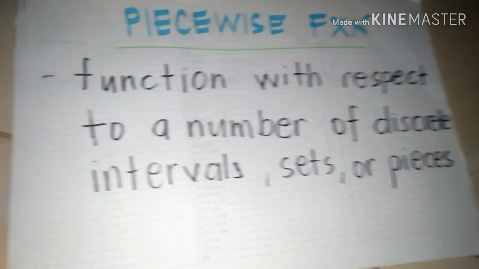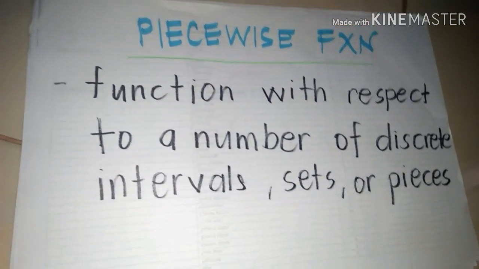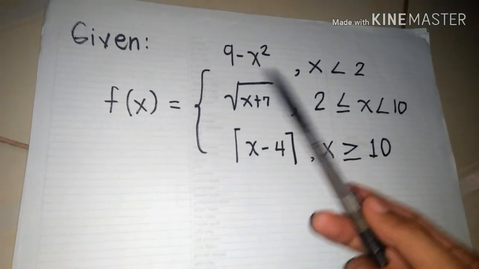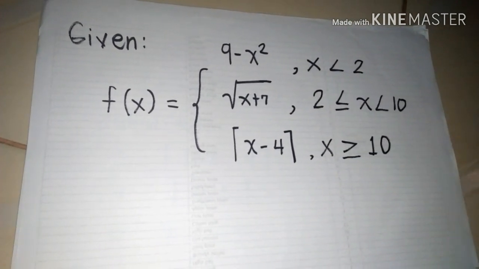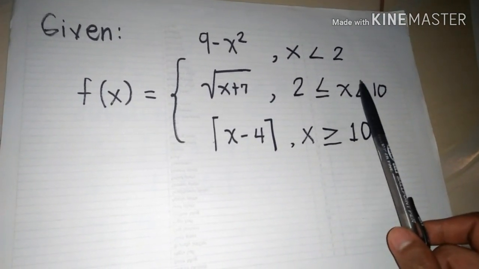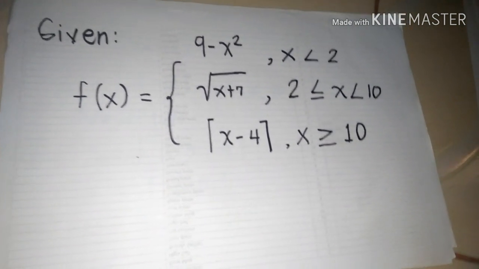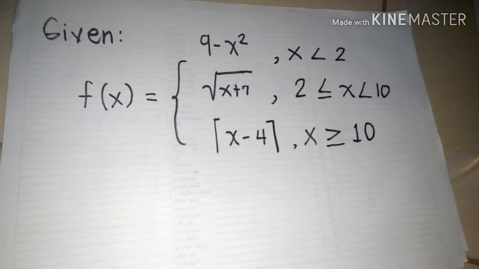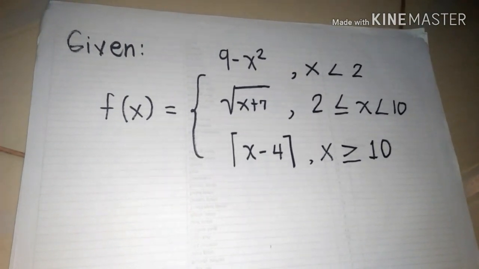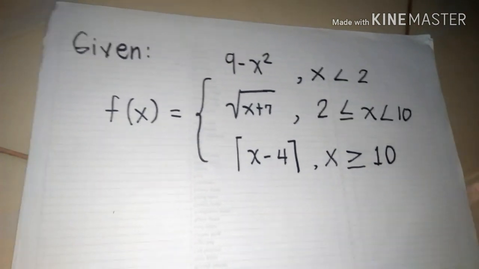Different nga kumbaga. So, piecewise function, given tayo ng iba't ibang function, kagaya nitong ating example ngayon. We have functions 9 minus x squared, wherein we have the interval x is less than 2. Next, square root of x plus 7, wherein x is greater than or equal to 2, but less than 10. And we have round up x minus 4, wherein x is greater than or equal to 10. Yun yung mga kalimitang examples for piecewise functions. Magkakaiba sila ng interval with different functions.